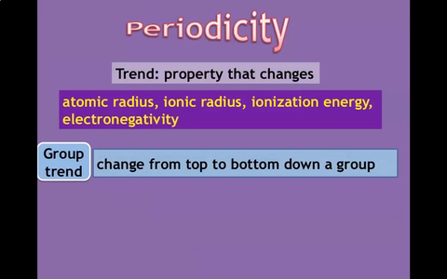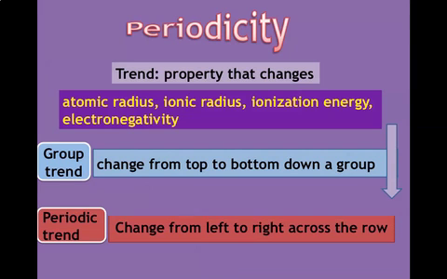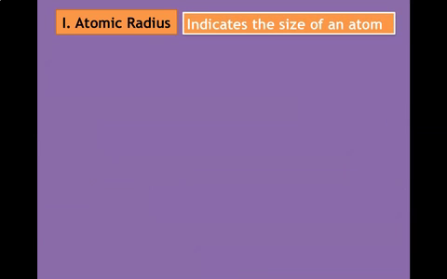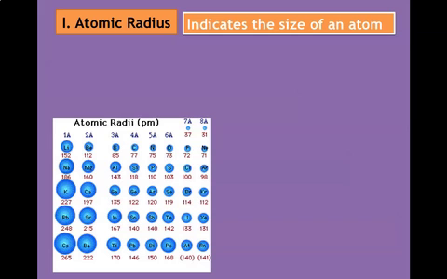A group trend is a change from the top to bottom down a group, going vertically, and a periodic trend is a change from left to right, going across the row. First, we're going to talk about the atomic radius, which is the size of the atom, just like the radius of a circle indicates the size of a circle. So here's a picture, and this shows you an actual size relative to each other. Obviously, atoms are way too small for us to see.